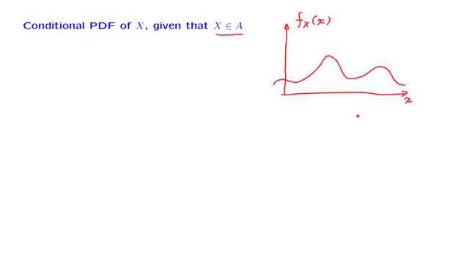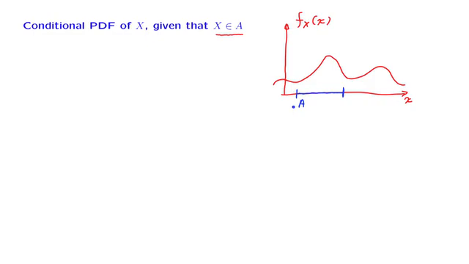When we condition on an event, and without any further assumption, there is not much we can say about the form of the conditional PDF. However, if we condition on an event of a special kind, that X takes values in a certain set, then we can actually write down a formula. So let us start with a random variable X that has a given PDF, as in this diagram. And suppose that A is a subset of the real line, for example, this subset here.